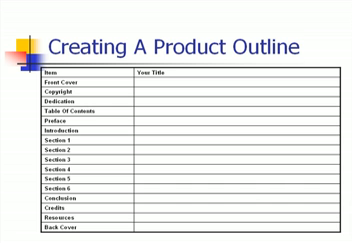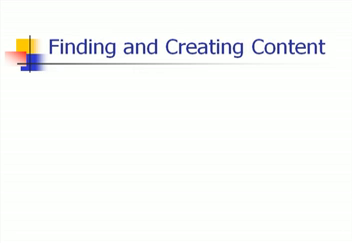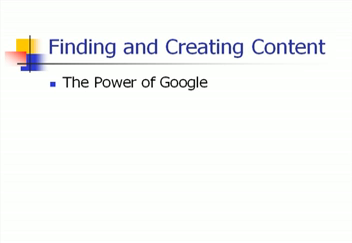Now let's talk about productive ways to find and create content for your product outline. Most people know about Google.com as the largest search engine in the world. However, few people realize how powerful it is as a research tool. The key is knowing how to tap into Google's research powers. One of the best ways to find content is by using the search string called allinurl.